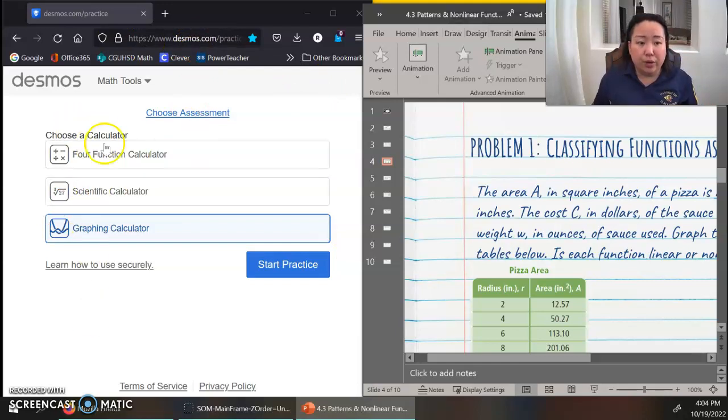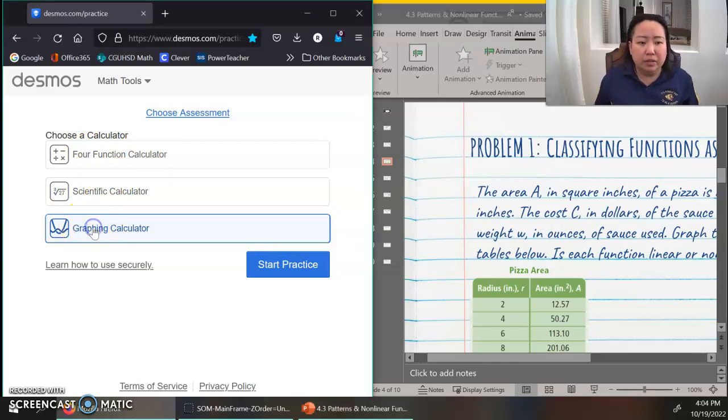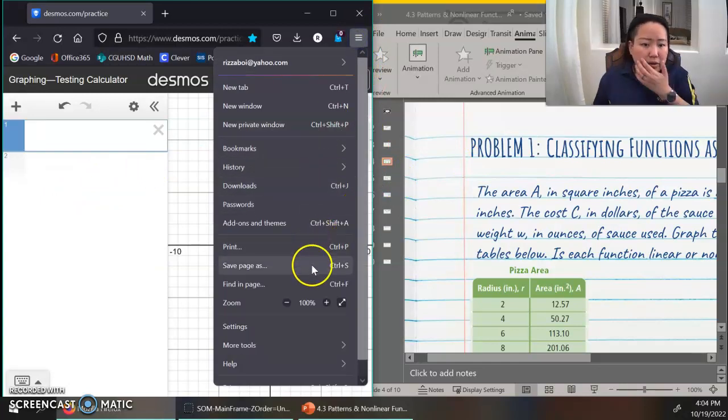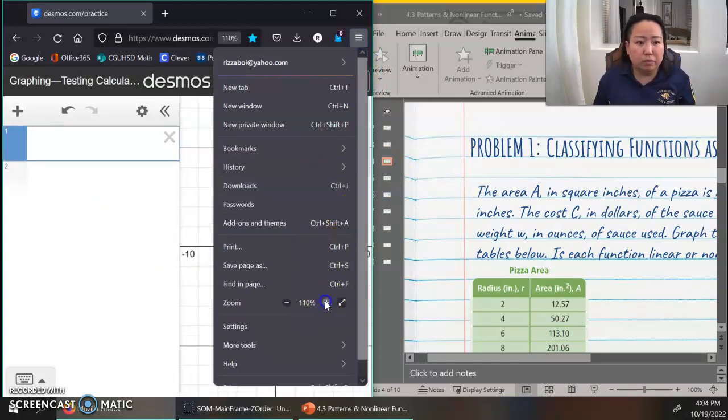Now there are three types of calculators. The most commonly used is the graphing calculator, because whatever you can do with the regular calculator or the scientific calculator, you can also do that with the graphing calculator. So simply select graphing calculator, okay? And then we start the practice. All right, so I can adjust here. Let me just zoom in a little bit more.